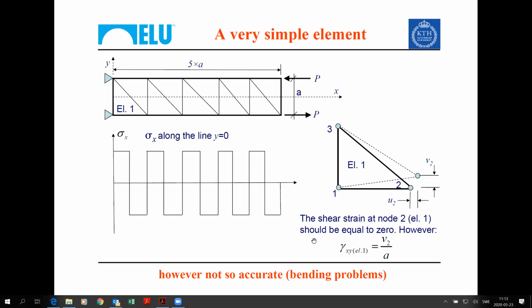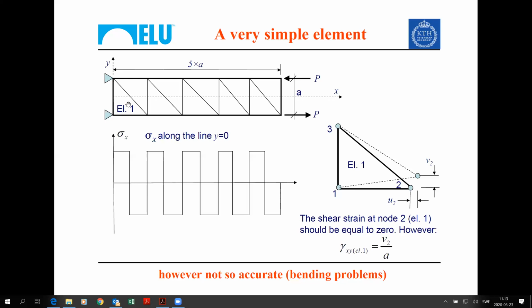This type of shear strain, which should be 0 but is not, we will call a parasitic shear, which will destroy the accuracy of our solution. So the element that we have here, historically speaking, is the first element that was ever produced. The strains are constant. It will converge. It respects all the conditions for convergence, but is not such a good element.